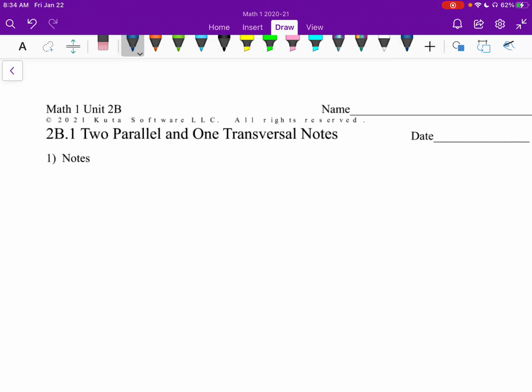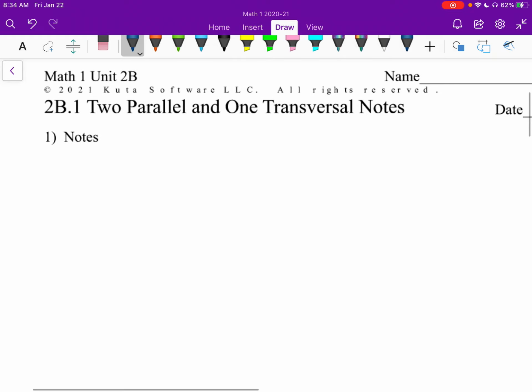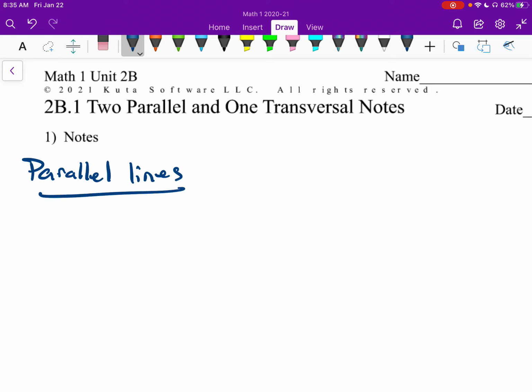Okay, Math 1, Unit 2B, Section 1, 2 parallel lines and 1 transversal. So we remember that parallel, if we're talking about parallel lines, means they never touch, right? 2 parallel lines never touch. Sometimes you use that word, and sometimes you use that symbol for parallel.